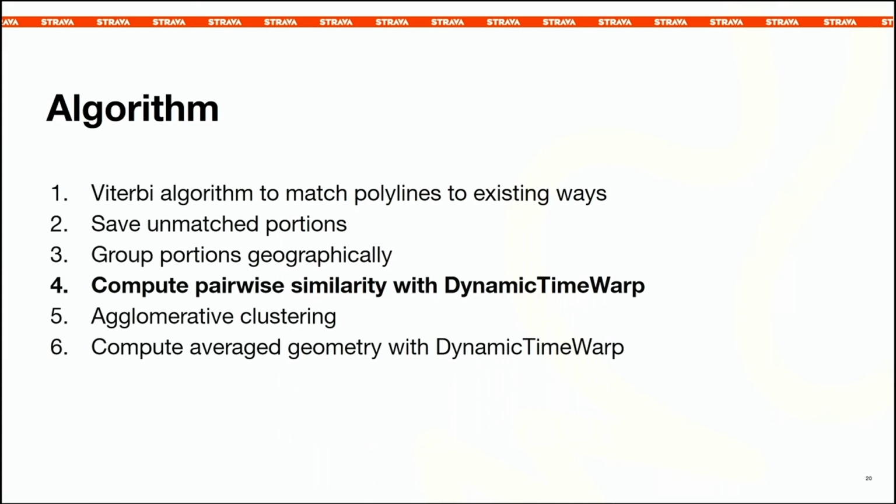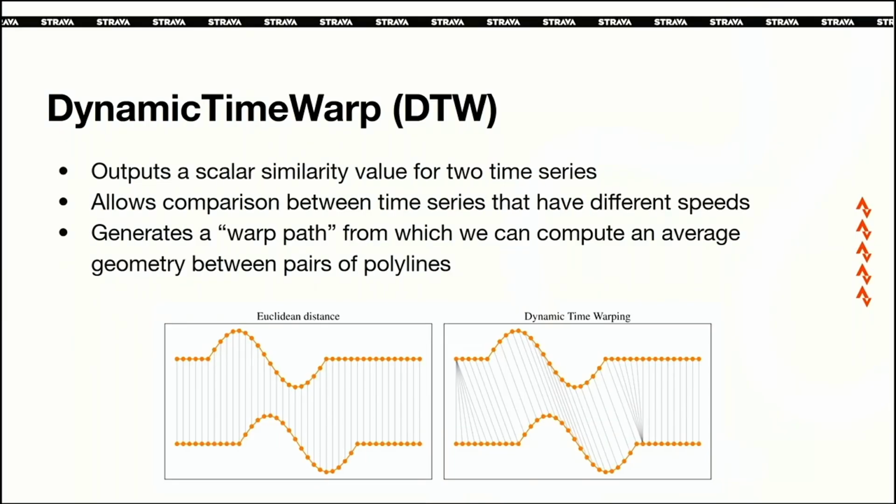So next here, we compute the pairwise similarity with dynamic time warp. So what is that? DTW is an algorithm used to match time series data that might not match perfectly in the time dimension. A common use case of this algorithm is in speech recognition. So if I talk slower than you do, a speech recognition program can use dynamic time warp to match the cadence of our speaking together to say that we're saying the same words.